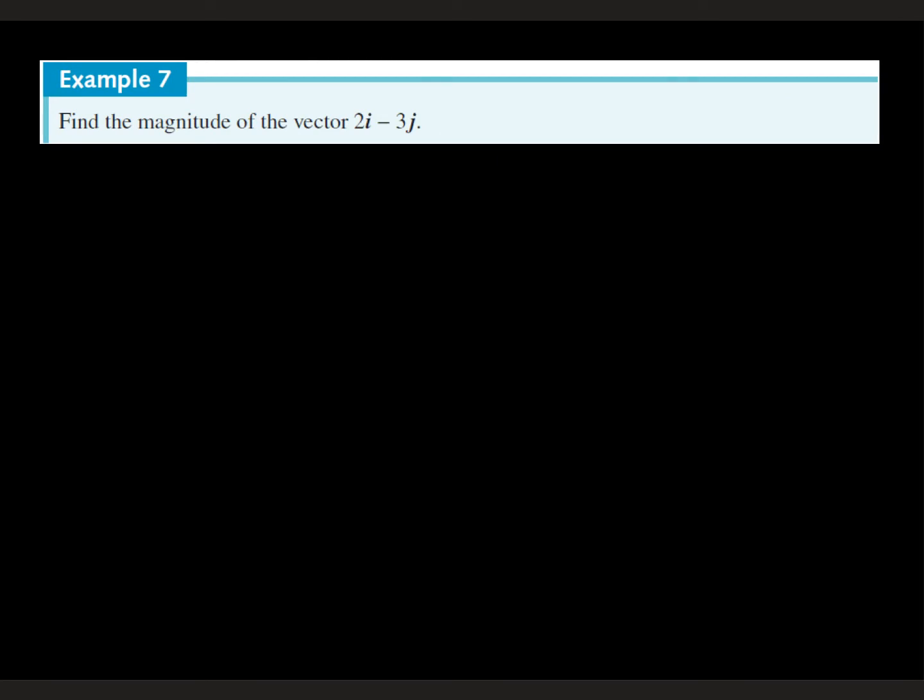Next, we're asked to find the magnitude of this vector, 2i minus 3j. Now just to remind you about our symbols, if I put those lines around it like that, that means the magnitude. So it means how long it is. So I've got a vector, so 2 steps to the right, 3 steps down might look something like that. I need to find how long that is.